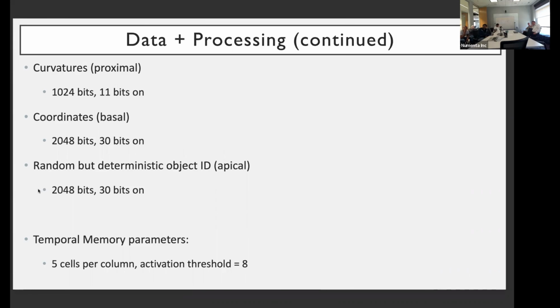So the curvatures that I'm using, the SDRs, are about 1,000 bits and about 11 bits are on. The coordinates, which is my basal input, and my apical input, which is the random but deterministic object ID for every single object, are both about 2,000 bits and 30 bits are on. So you're doing real representations here.